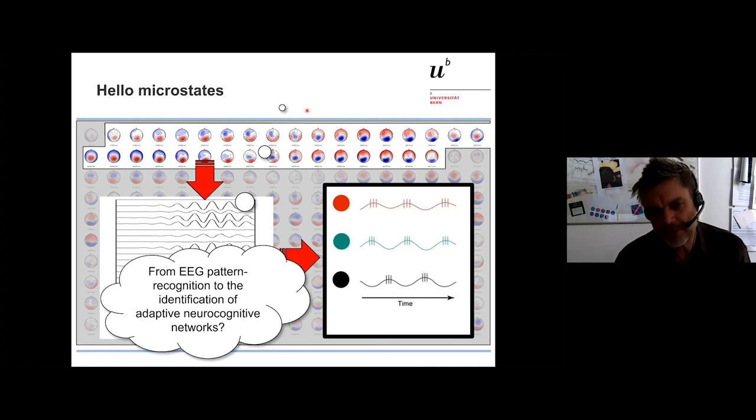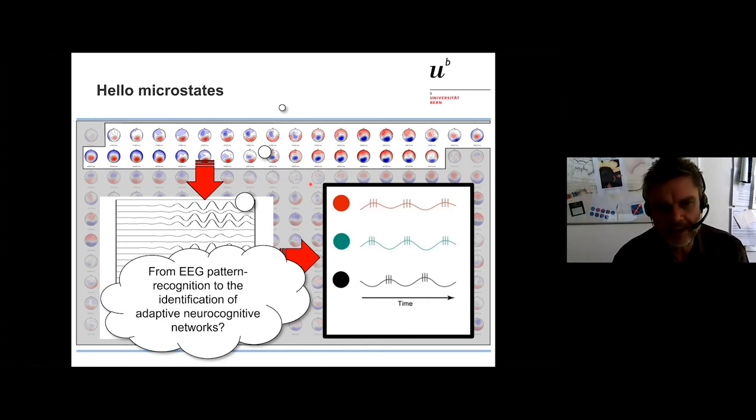This may not be a sufficient condition, and I have reasons to believe that this is not a sufficient condition, because we also see microstates when subjects are not conscious. So there may be other things important to this, like these high frequency things taking place that we may not map very well with our microstate analysis here. But I think it's a necessary condition. It's a condition that accounts for the switching, for the modes of information integration that is taking place.